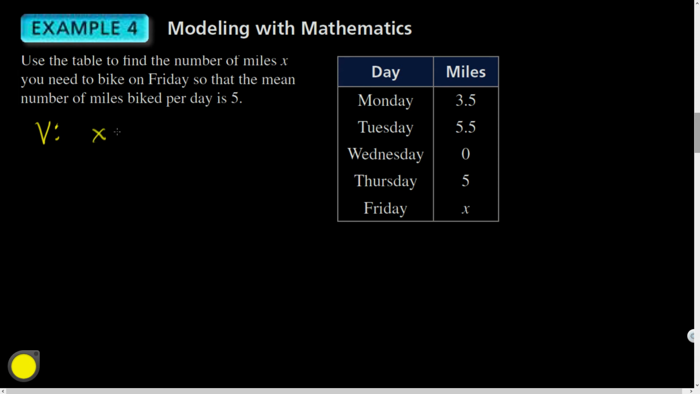What does X represent? What's the problem tell us? Yeah, so number of miles. Let's see. I'll just call it Friday miles. Okay. What's an equation I could write?